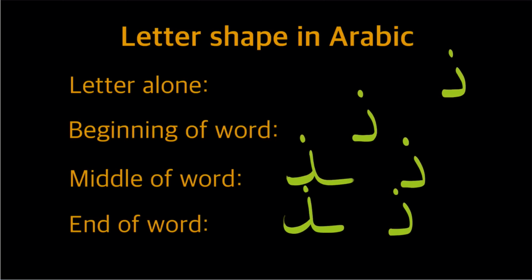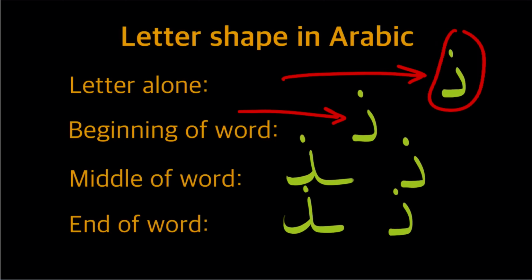Here we see how the letter is written in Arabic. You see here how the letter looks when it is written alone. This is how we write it at the beginning of a word. And please remember, the THAL is one of those letters which does not connect with the letter afterwards. There may be a letter after it, but it does not connect with it when it's written.